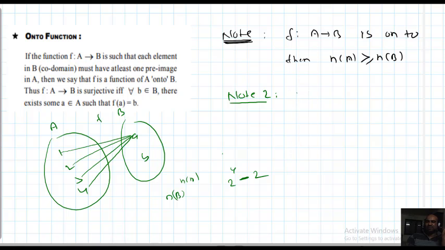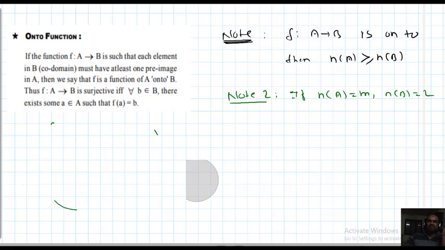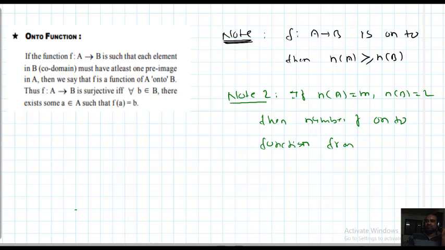Now I want to generalize. If n of A equal to m, n of B equal to 2, just 2 elements, then the number of onto functions from A to B is equal to 2 power m minus 2. Okay, this formula is applicable only when the second set has 2 elements.